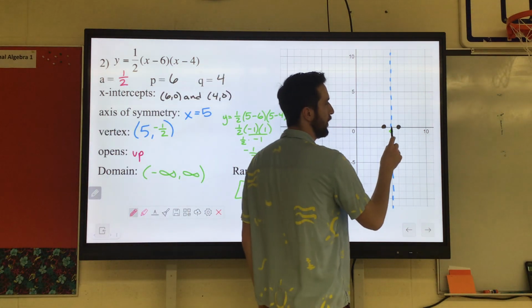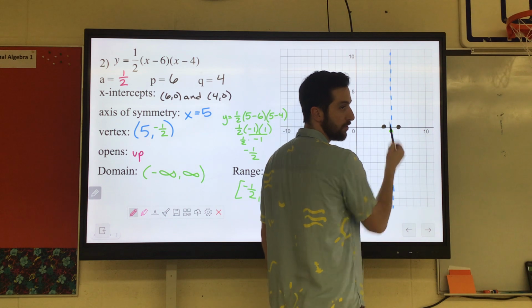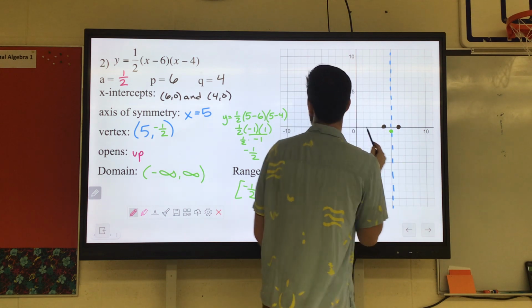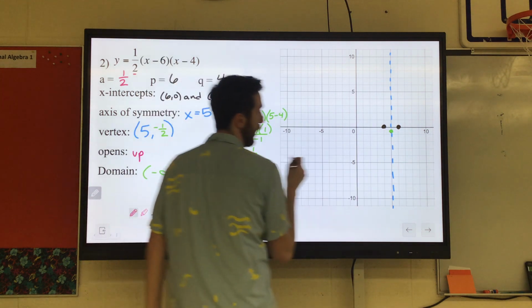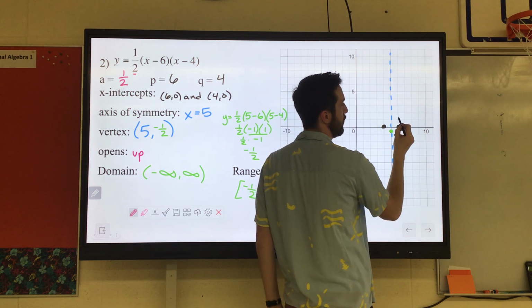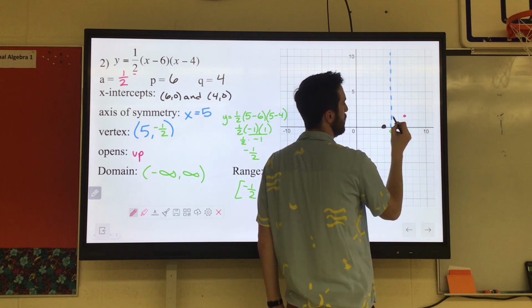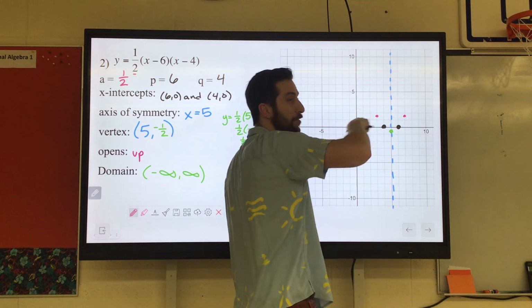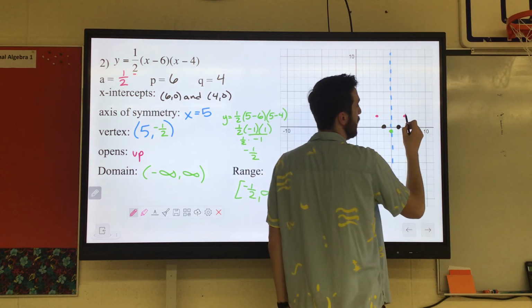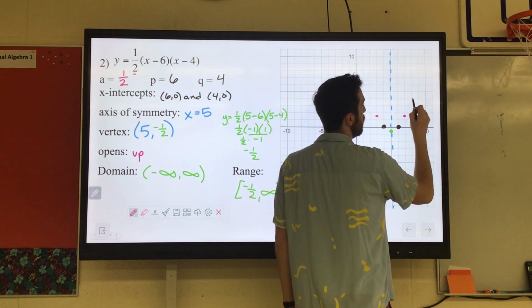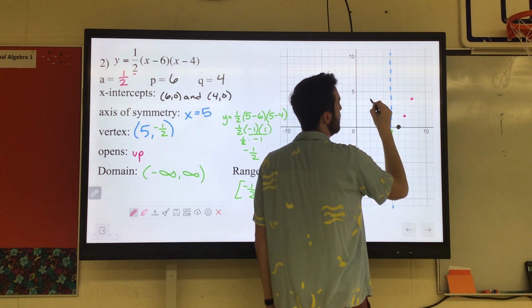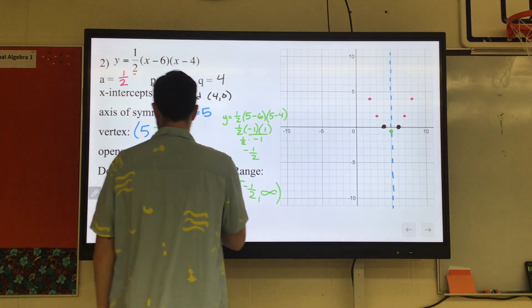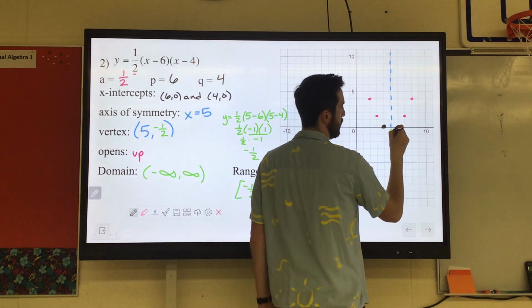It went up 1/2 and then over 1. The next step's up 3, but we're doing half of that because a is 1/2. Half of 3 is 1.5, so it's going to go up 1.5 and over 1. We can reflect that to the other side. The next jump is 5, but half of 5 is 2.5, so up 2.5 over 1. That'll give us enough of what we need to show the parabola's curve.